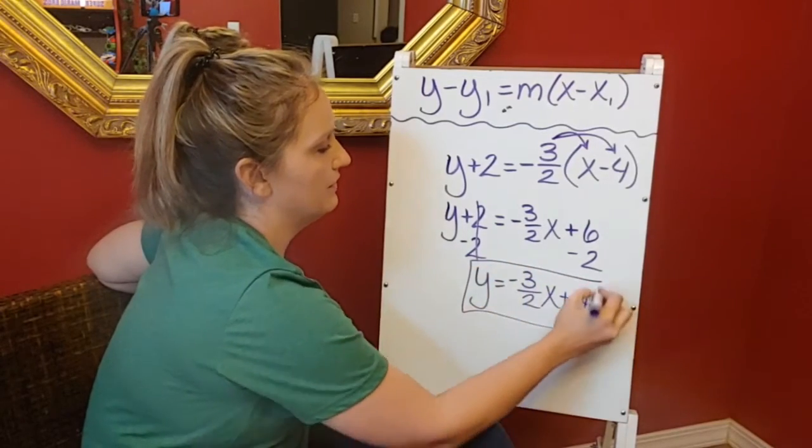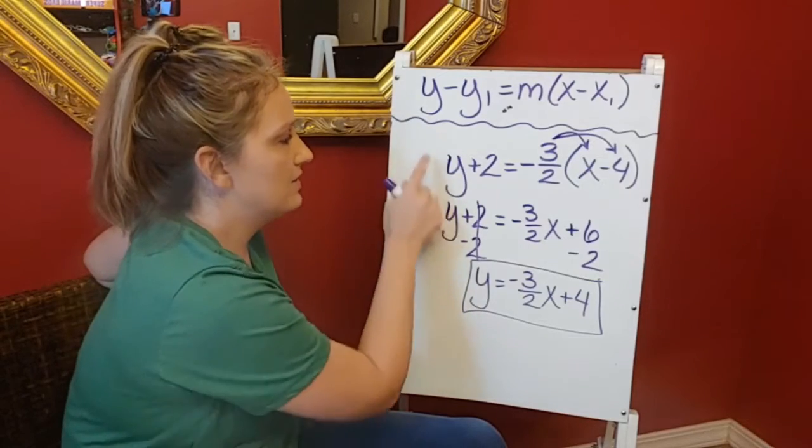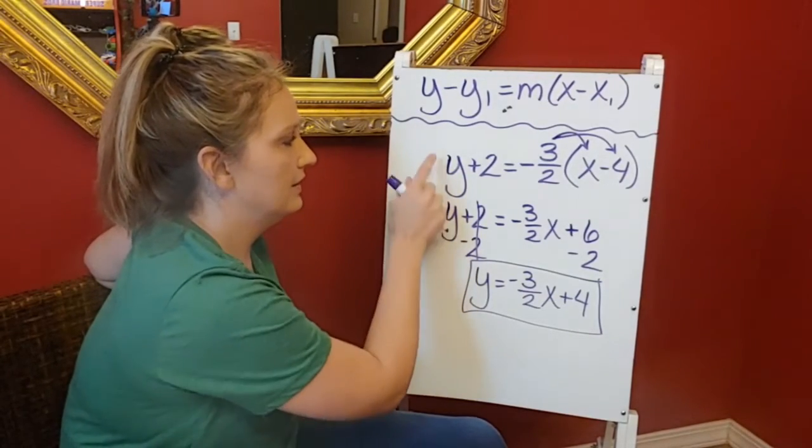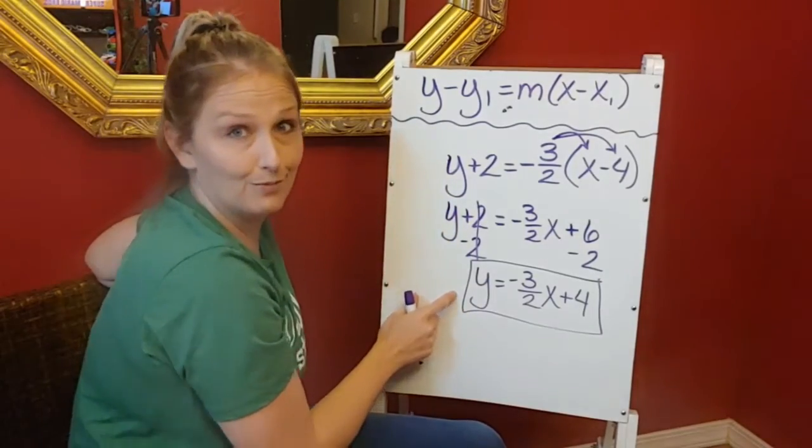And this is in slope-intercept form, y equals mx plus b. So these two equations are equivalent to one another. This is the point-slope form of the equation. This is the slope-intercept form of the equation.